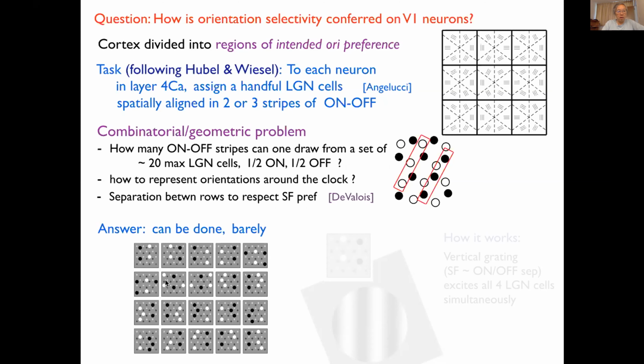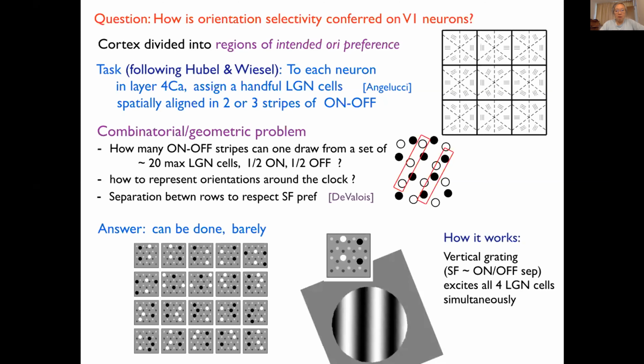For example, here is an on stripe, an off stripe, and an on stripe. So this is a 3-stripe cell, with 3 stripes according to Hubel and Wiesel. Here's one with 2, off and then on, and so on. So maybe I should say a word about why these are stripes. How do they confer orientation? Take an example of this 2 off, 2 on one.